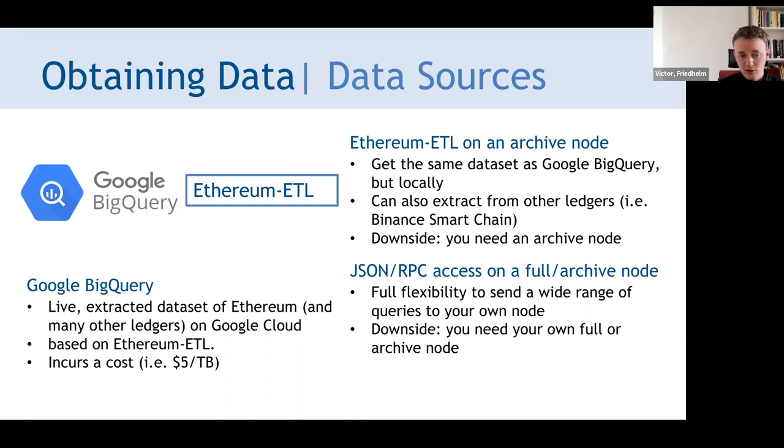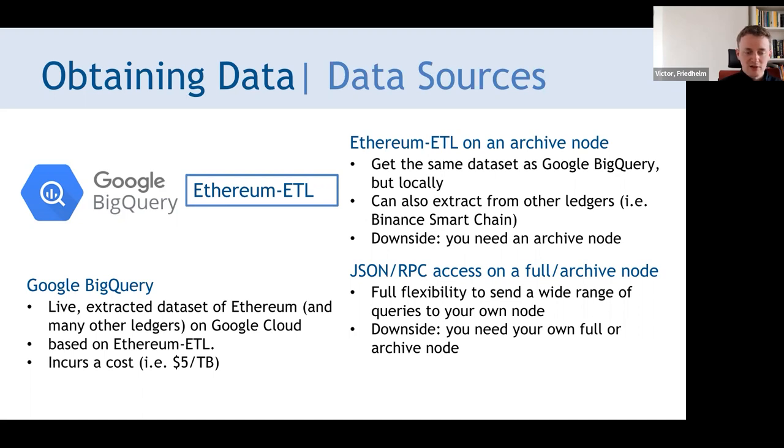In addition, it allows you to also extract data from other ledgers. For example, the Binance Smart Chain, you would also be able to extract data from there because the underlying technology is just the same for the data. But, and I've mentioned it again and again now, the downside is you need to have an archive node. In the next slide, we'll take a look at what that means.